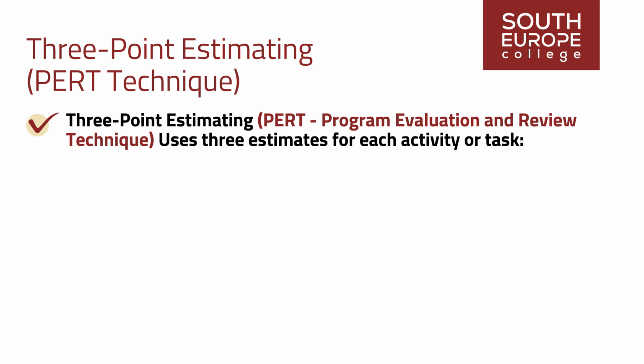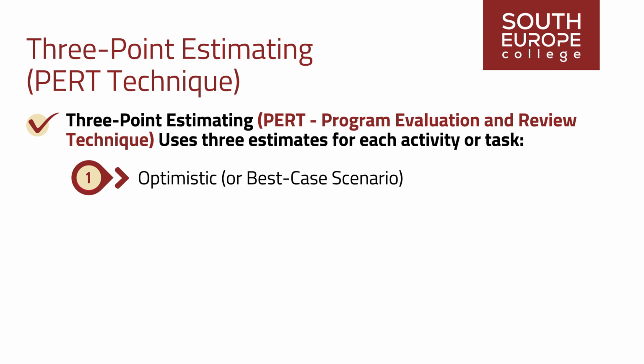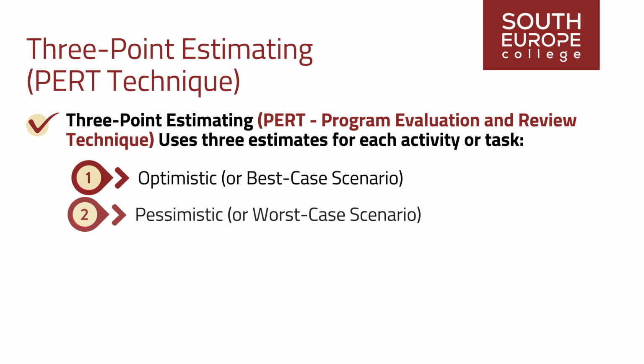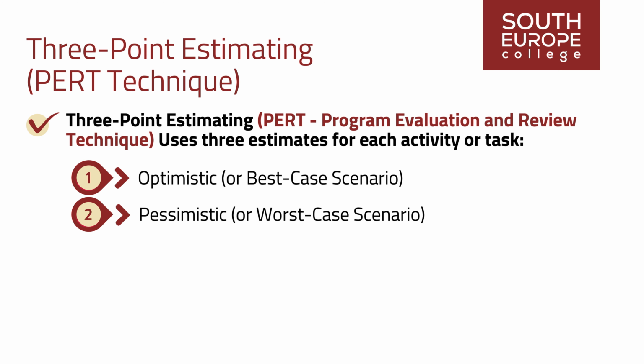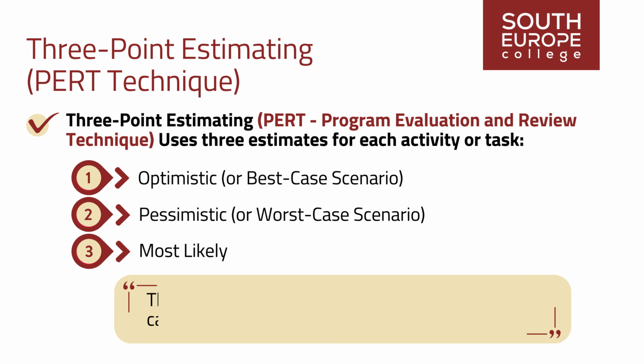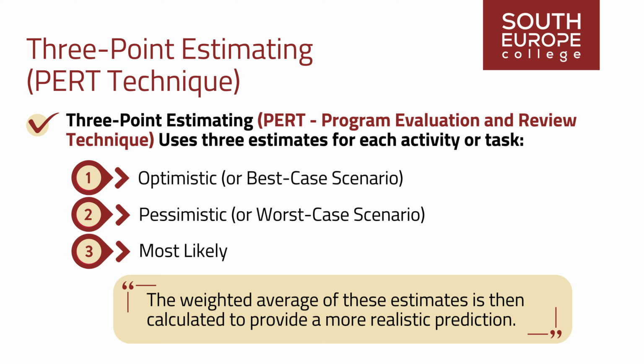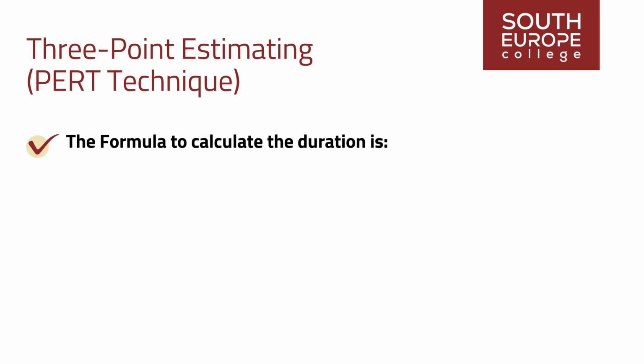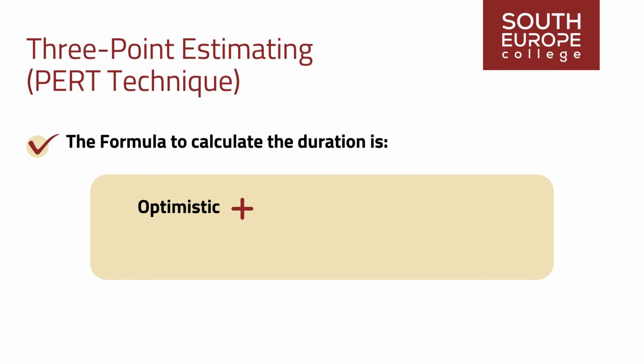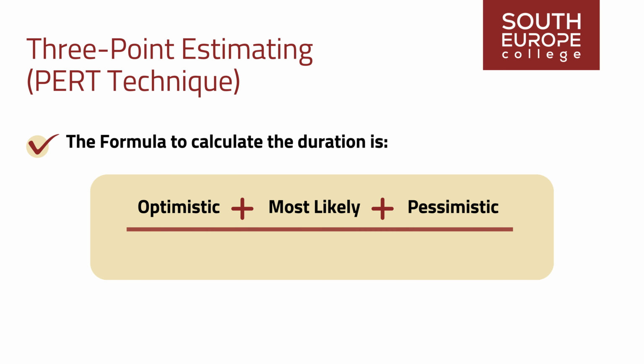3-point estimating, program evaluation and review technique, uses 3 estimates for each activity or task: optimistic, or best case scenario, pessimistic, or worst case scenario, and most likely. The weighted average of these estimates is then calculated to provide a more realistic prediction. Program evaluation and review technique is often used in uncertain, complex projects. The formula to calculate the duration is optimistic plus most likely plus pessimistic, all divided by 3.